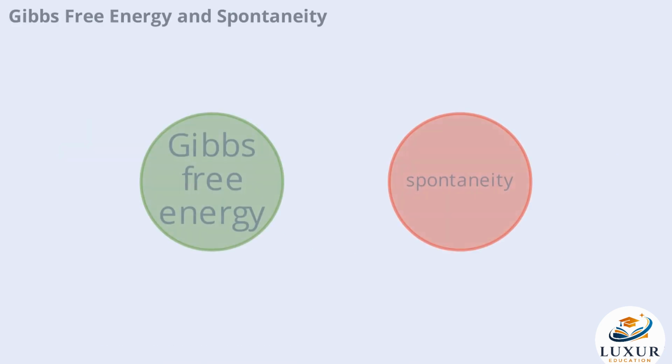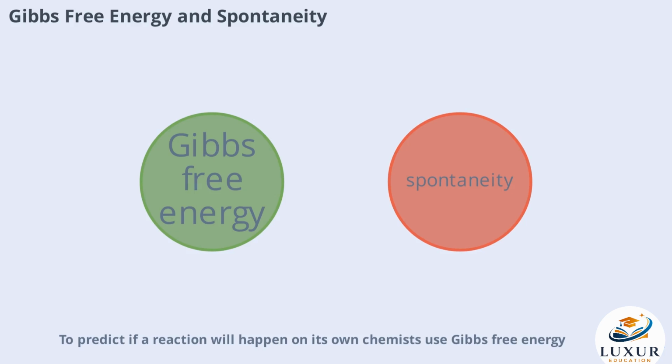To predict if a reaction will happen on its own, chemists use Gibbs free energy. This value combines enthalpy and entropy and depends on temperature. If the change in Gibbs free energy is negative, the reaction is spontaneous and releases free energy. If it's positive, the reaction is not spontaneous and needs energy input. This explains why some reactions only happen at certain temperatures.